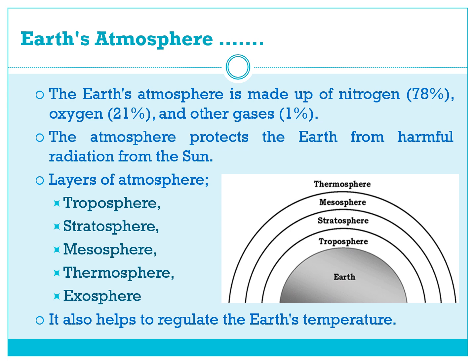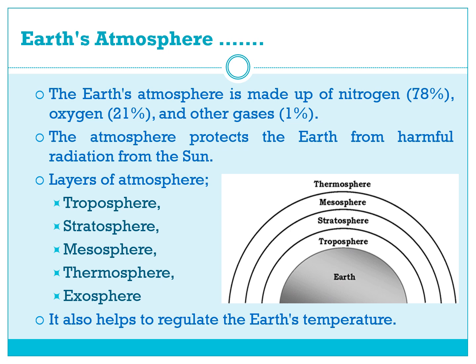Earth's atmosphere. The Earth's atmosphere is made up of nitrogen 78%, oxygen 21%, and other gases 1%. The atmosphere protects the Earth from harmful radiation from the Sun. The Earth's atmosphere is divided into several layers, each with distinct characteristics.